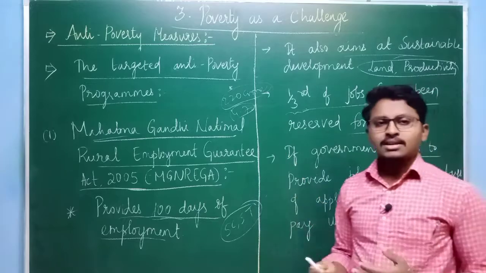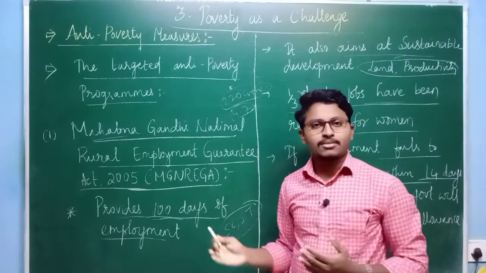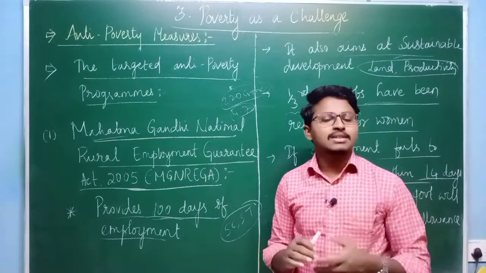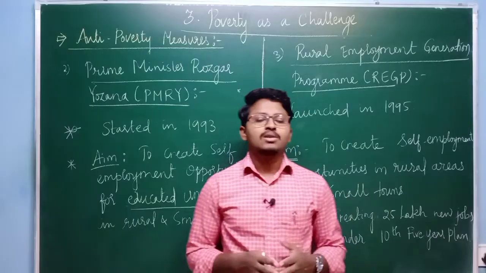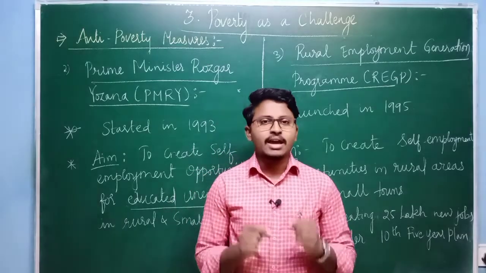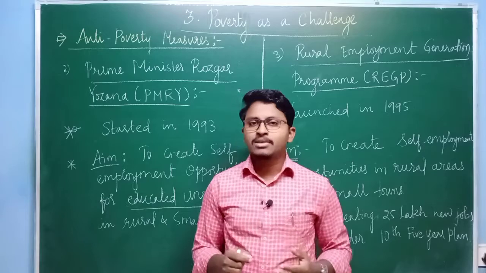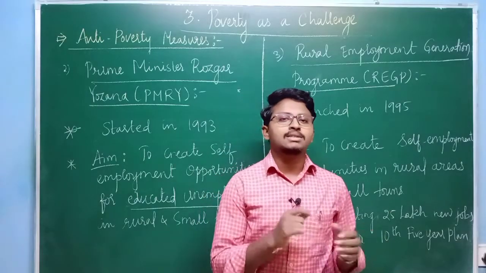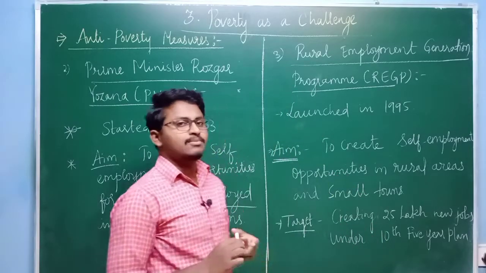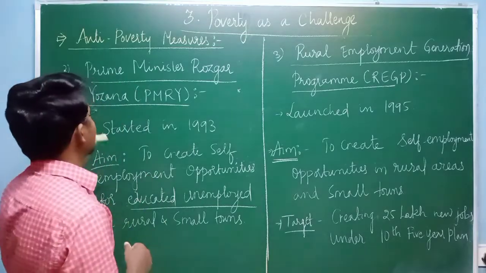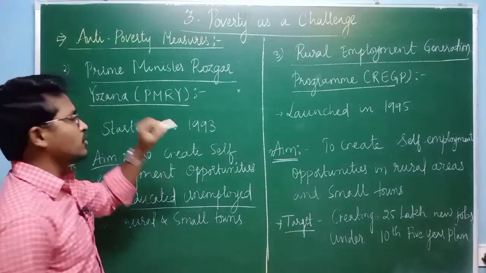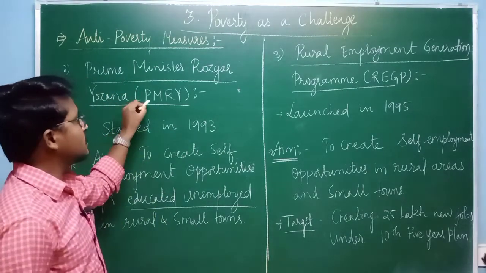And apart from this, there are many other schemes launched by the government. So next we will discuss some other schemes launched by the government. Let us discuss some other important anti-poverty measures designed by the government in order to reduce poverty. So apart from MGNREGA, the other schemes include the Prime Minister Rozgar Yojana. In short, we also call it PMRY.